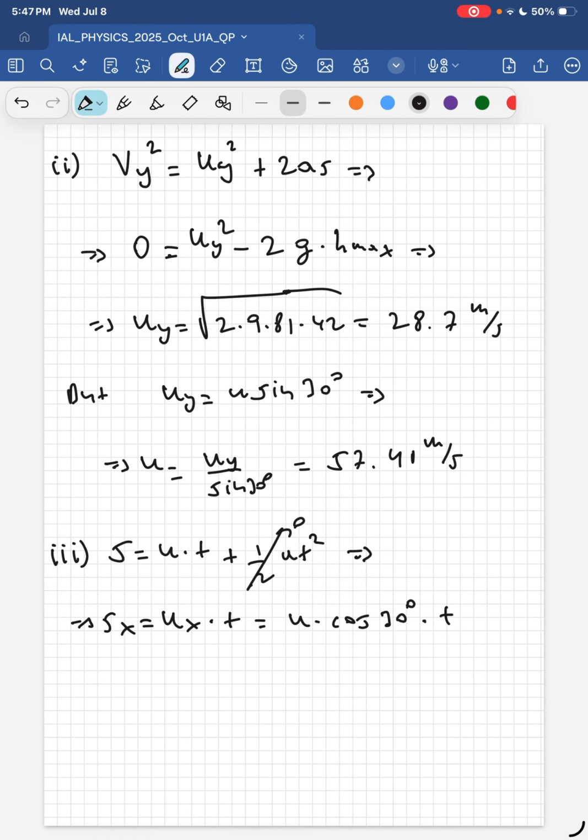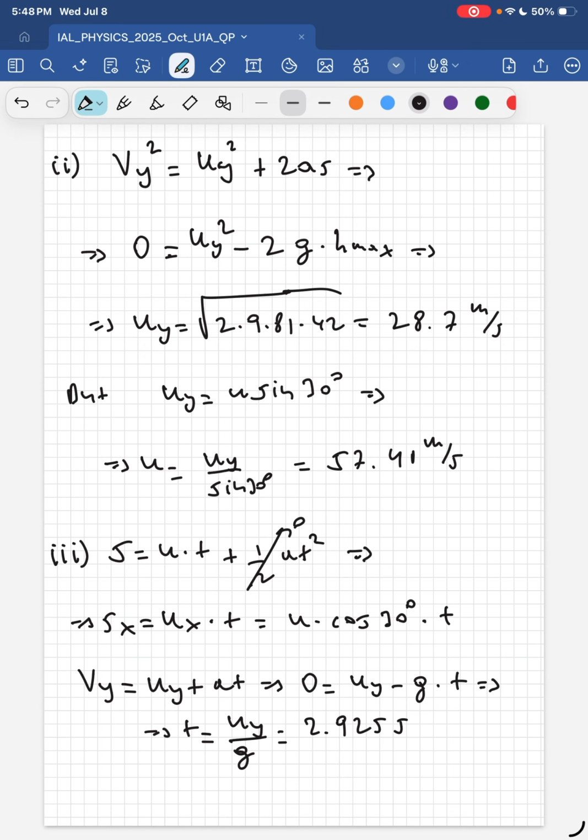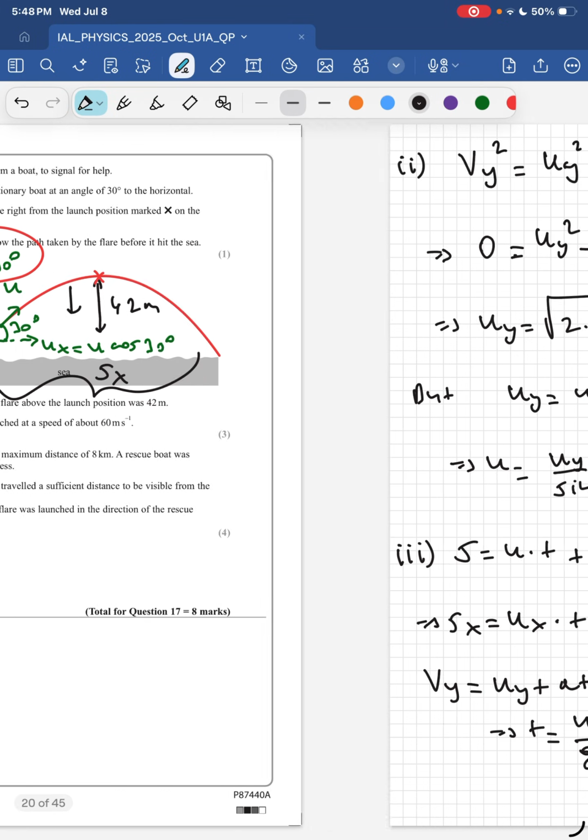We will exploit the fact that the vertical velocity becomes 0 at the top again. So Vy is uy plus at, okay? But Vy at the top is 0, and uy we calculated, so I'm just going to write it as uy minus g times t. So t is uy over g, or 2.925 seconds. Okay, but that's the time to go up.